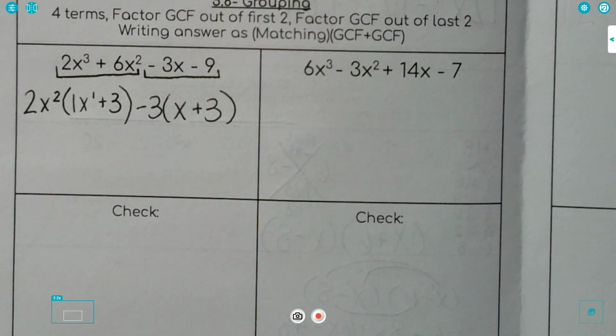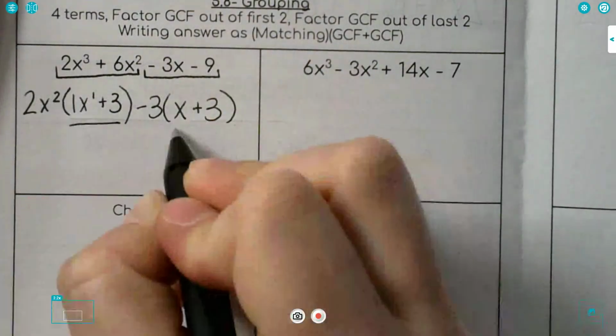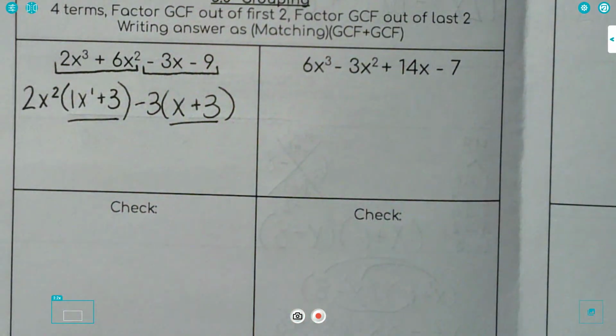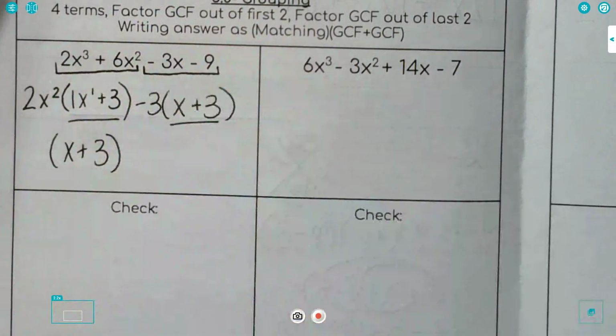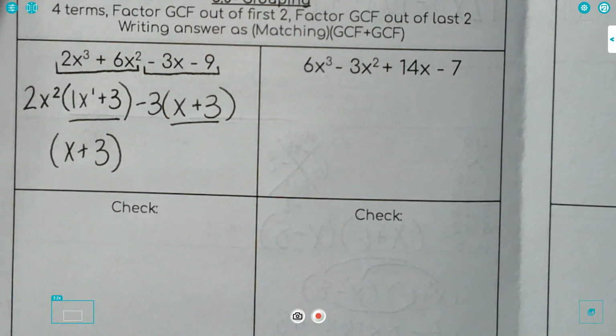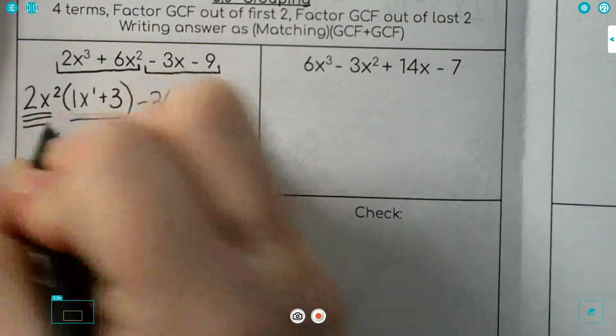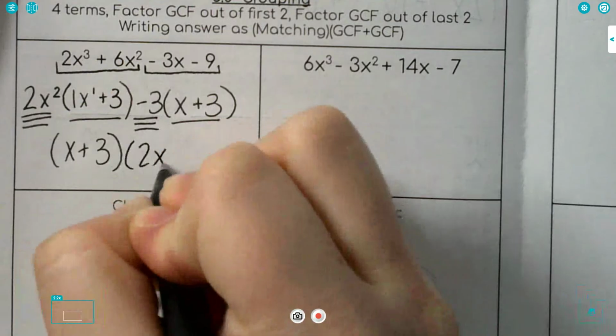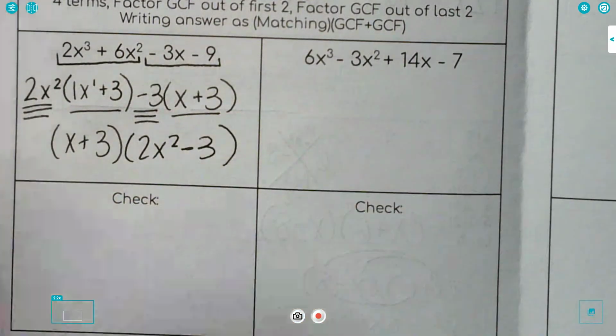Okay, from here, we are able to see that what is left behind is matching. So yeah, we have our imaginary ones here, and we don't here, but they mean the same thing. Okay? So we just need to know that like 1x is x. X to the first is x. So my first set of parentheses, I've got x plus 3. And then my other set of parentheses is my two GCFs. So I've got this 2x squared and this minus 3. So 2x squared minus 3. Okay. Any questions?